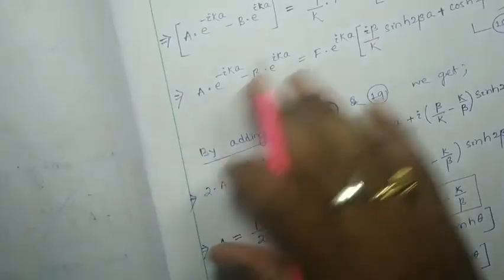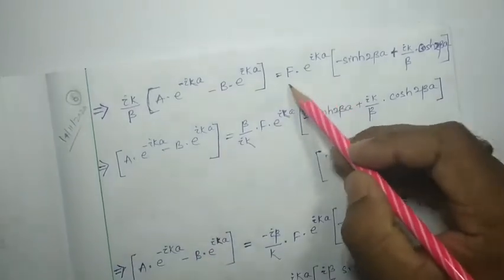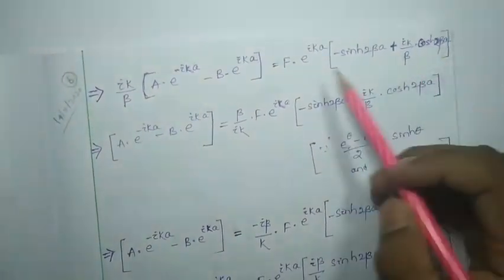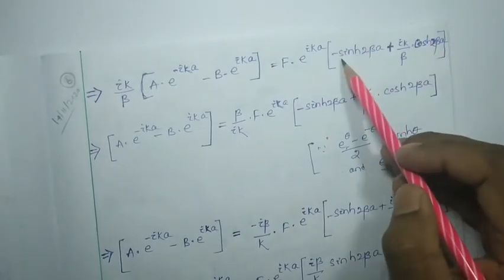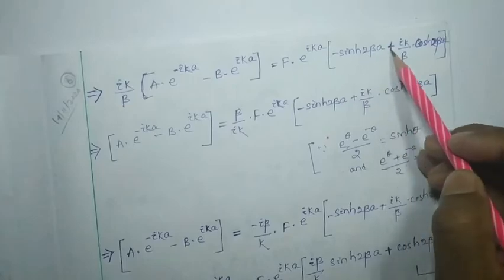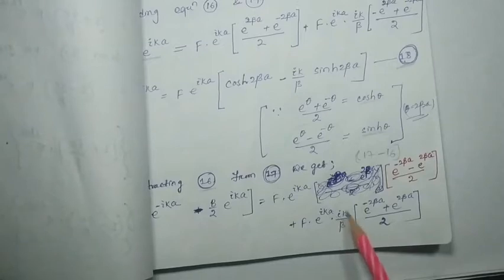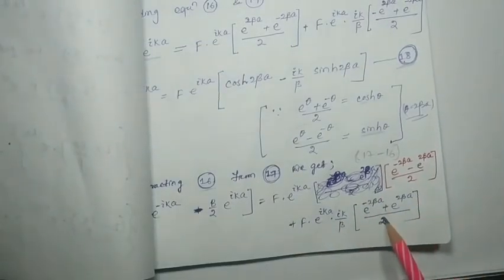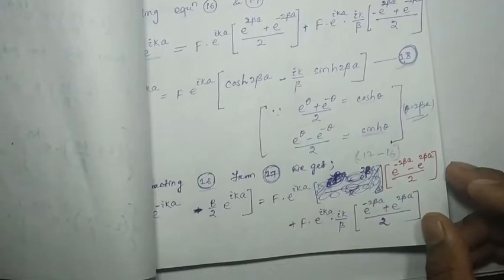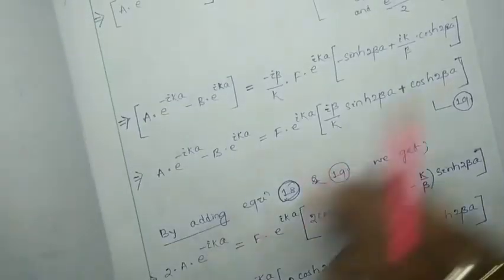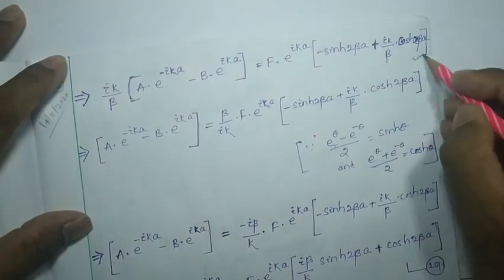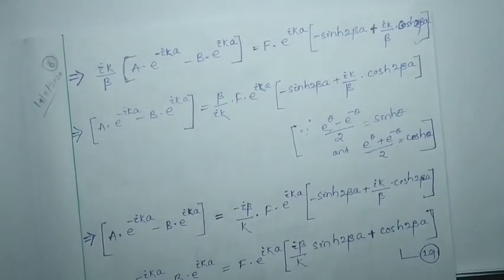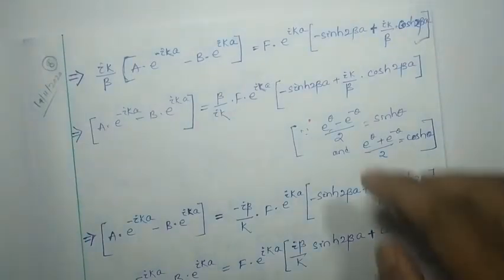Now we first take common these two terms, that is f into e to the power ik, and in the bracket we can write minus sinh 2 beta a plus ik by beta. Already ik is there, okay. Here ik by beta is there, so this value is nothing but cosh 2 beta a, so ik by beta into cosh 2 beta a. Up to this much we discussed in our last class.